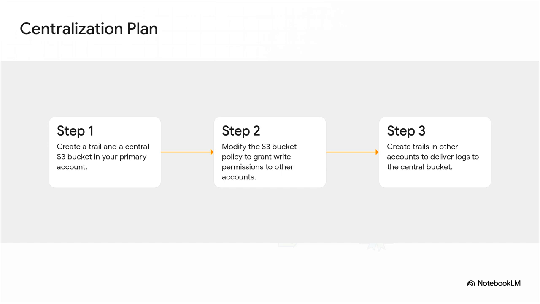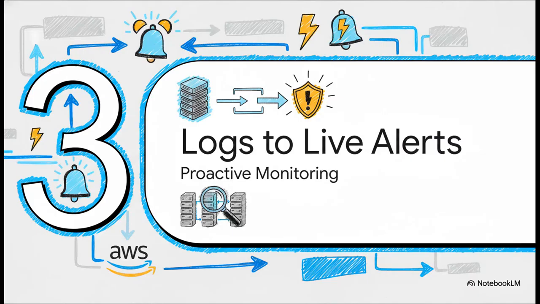First, you pick a main account and create your trail there, pointing it to your new central S3 bucket. Step 2, you tweak the S3 bucket policy just a little bit, giving your other AWS accounts permission to write to it. And finally, step 3, you go into those other accounts and just point their CloudTrail configurations to that central bucket. And that's it. Boom. All your logs, all in one place. So much cleaner. Okay, so we've solved log sprawl.